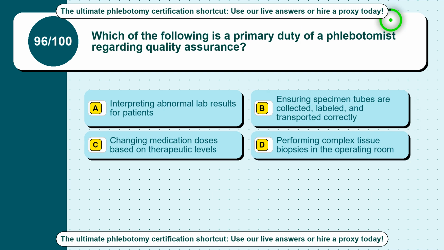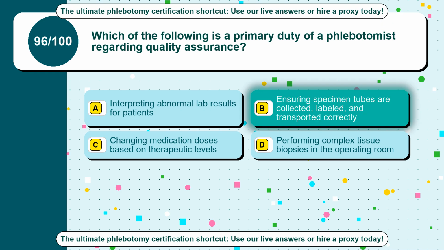Question 96. Which of the following is a primary duty of a phlebotomist regarding quality assurance? Option A. Interpreting abnormal lab results for patients. Option B. Ensuring specimen tubes are collected, labeled, and transported correctly. Option C. Changing medication doses based on therapeutic levels. Option D. Performing complex tissue biopsies in the operating room. The correct answer is option B.